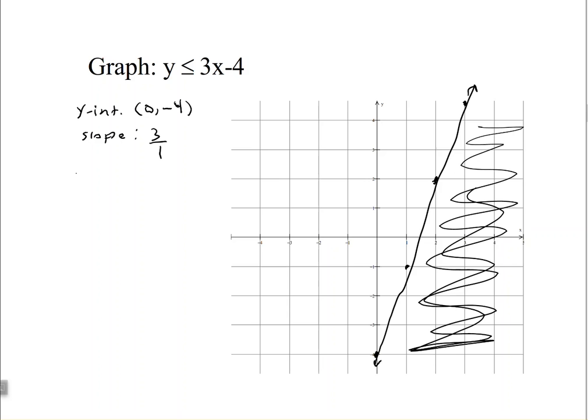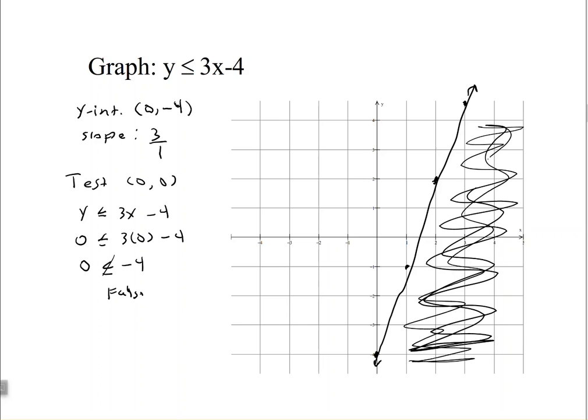And we can test 0, 0 just to make sure that I shaded in the correct place. So replace x and y with 0. 3 times 0 is 0. Minus 4 is negative 4. 0 is not less than negative 4. So that means that I must shade on the opposite side of the line from where 0, 0 is, which means all of the ordered pairs on the right side of the line or below the line are solutions for that inequality.